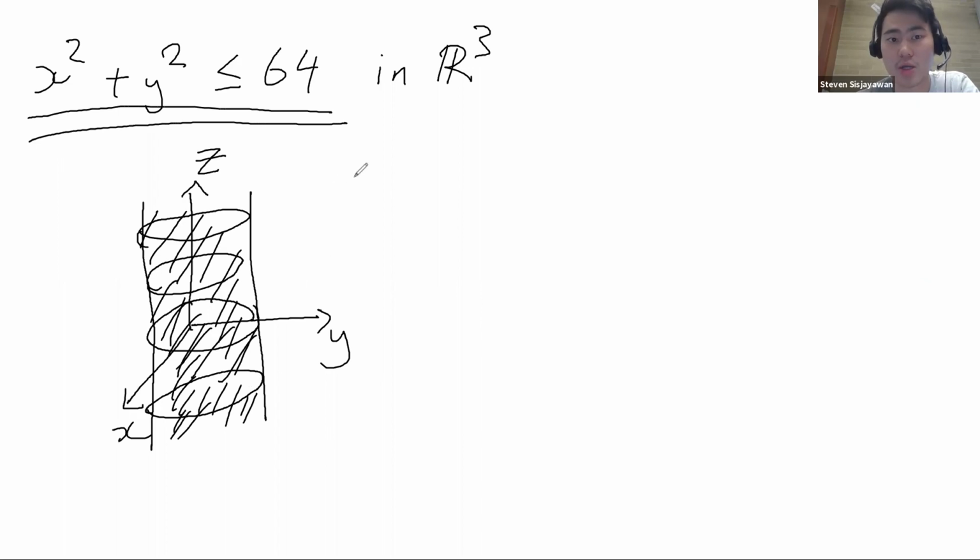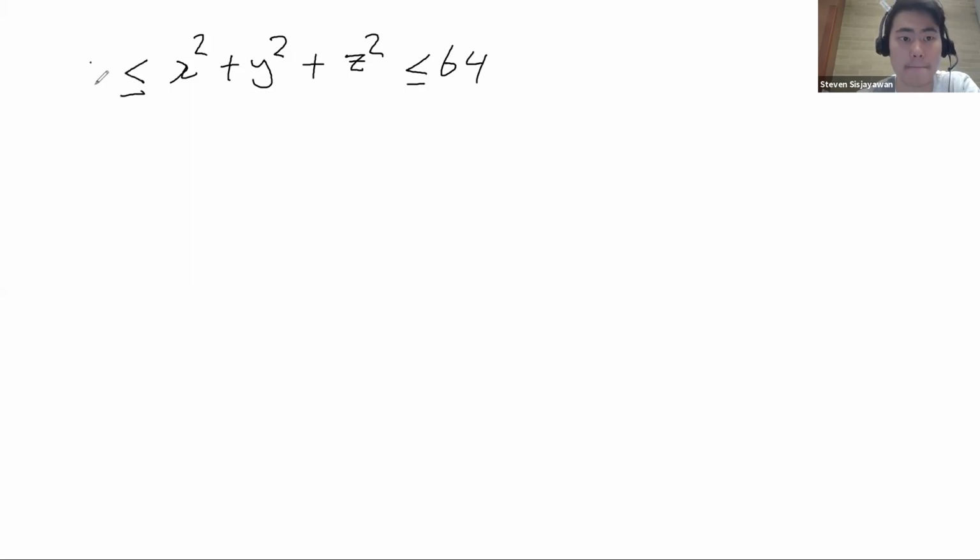Any questions so far? Okay, and the last one I'm going to mention, let's go over this example. Instead of x squared plus y squared, let's say we have x squared plus y squared plus z squared, which is less than or equal to 64, and that is also greater than or equal to 1. And you're trying to represent that in R3 space.